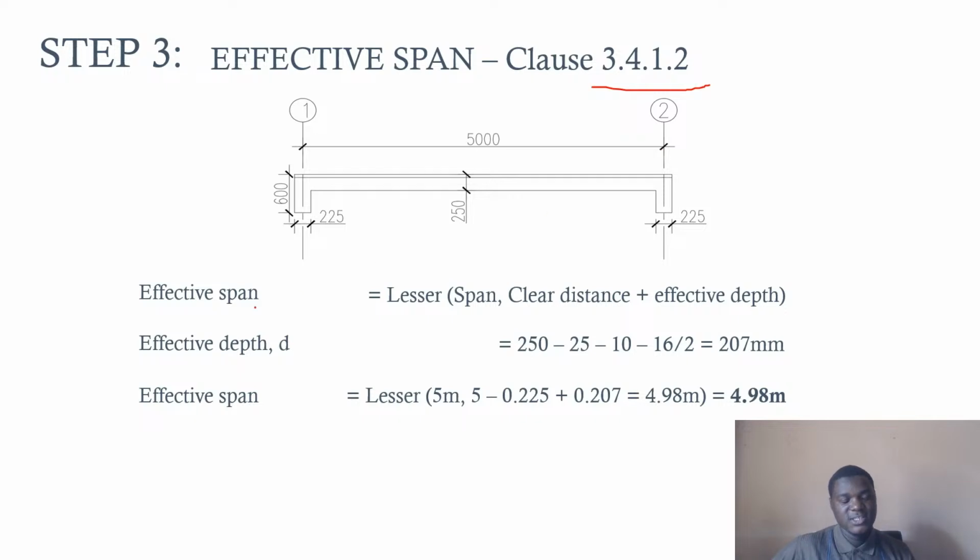So what the code says is the effective span of a simply supported beam should be the span. Span in this case is the center to center distance, so our center to center distance is 5 meters. It should be the lesser between the span and the clear distance plus the effective depth of that beam. So the next thing is we need to know the clear distance. The clear distance is the distance from the inside face to the inside face of the supports, that is, the distance from here to here. So this distance is the clear distance, CD. The minimum between the actual span and the clear distance plus the effective depth is going to be the effective span of that beam.